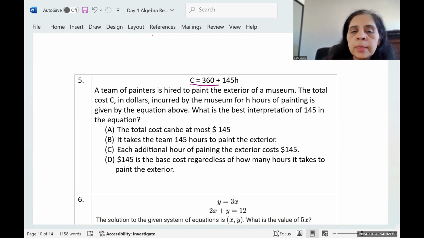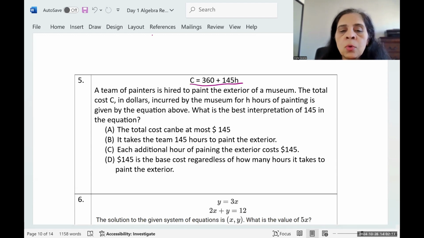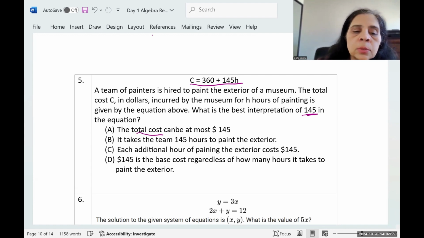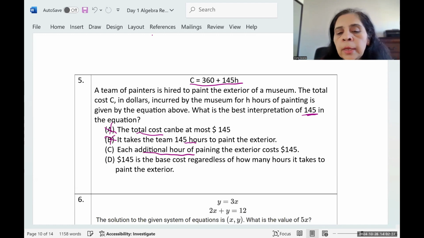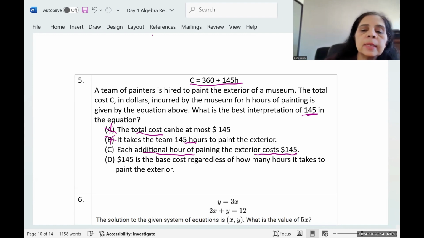All right, let's see number 5. Again, we have equation in slope-intercept form. What is the best interpretation of 145? That is slope, right? And it's positive, so it must be increased per something. So let's say that's total, so that's not the answer. It takes him 145 hours? No. Each additional hour of painting, the exterior cost is increasing by 145.